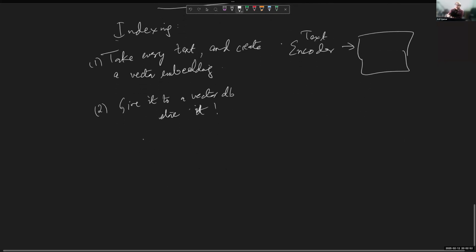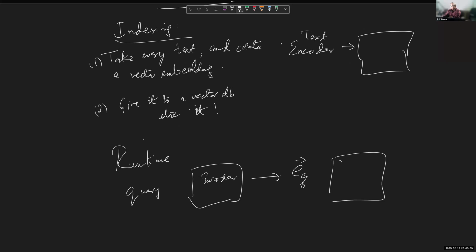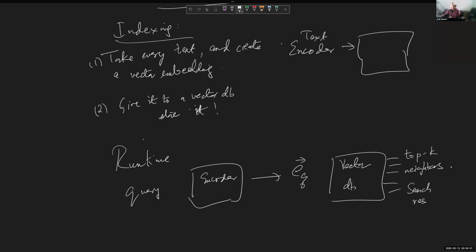Next, what you do at inference time, at runtime, users are coming with their queries. A query comes, you pass it through the same encoder, you get a vector, you go to the vector DB, and what comes out? Top K neighbors. But you know that if they are top K neighbors in the semantic space, then they are actually the perfect candidates to be the search results, right? So another name for this would be search results.